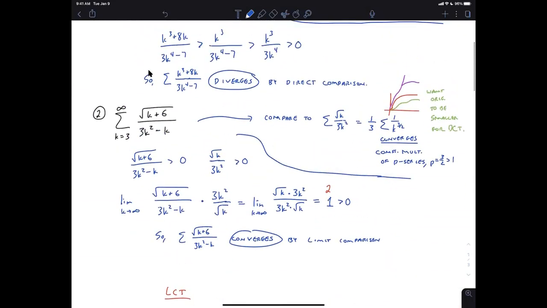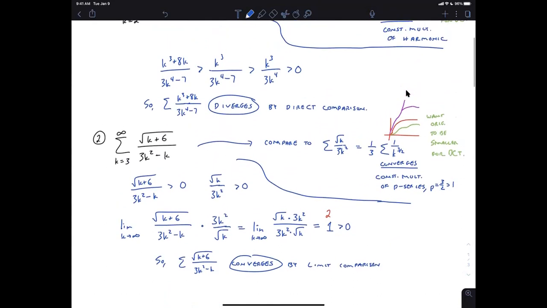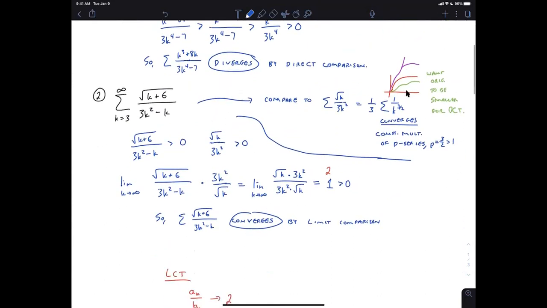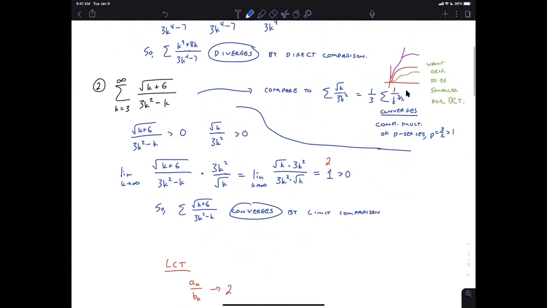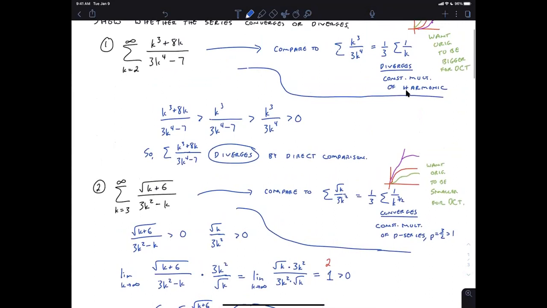If you don't like determining whether it's bigger or smaller, because that is clearly the trickiest thing. Does everybody see that? Once you get into these, you're doing the same thing every time. Limit comparison test is not that hard. Can you always just use limit comparison? Most of the time, yes, but not every time.